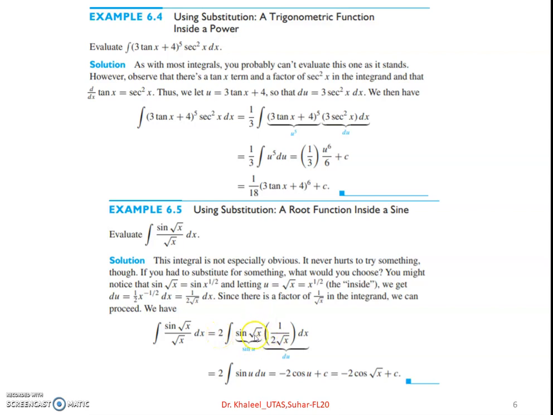So now I will take u as root x. If you use u as root x, then du will be 1 upon 2 root x dx. So it is sin u, then this is du. So what is the integration of sine? It's minus cos u, 2 is already there. I put back u as root x, then it is minus 2 cos root x plus c.